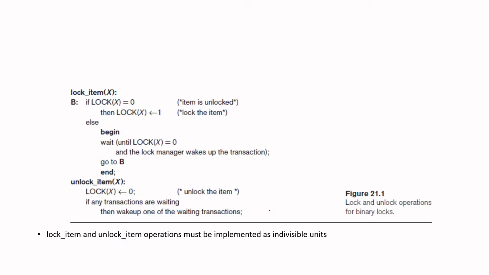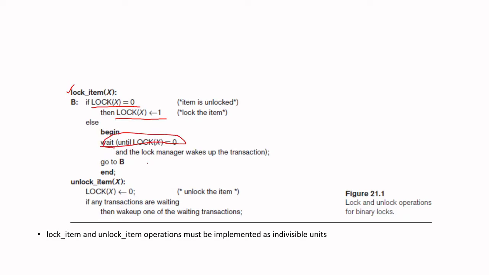So how can lock and unlock items be implemented? If the state is 0, that is, if the lock is in the unlocked state, then since you are requesting a lock, the value will be set to 1. Otherwise, we know it is being used by some other transaction, so you have to wait until the lock is set to 0 by that transaction.